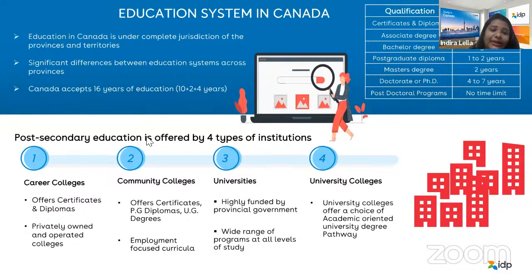Okay, and yes, in the very beginning of the seminar, I have seen someone asking me a question. Will Canada accept a 10 plus 2 plus 3? Yes, Canada accepts a 10 plus 2 plus 3 years of education. So that means if you have done your 3 years of bachelor's also, that is still fine. You can still apply for a postgraduate diploma program, and a few institutions may also offer you some master's programs. Okay.